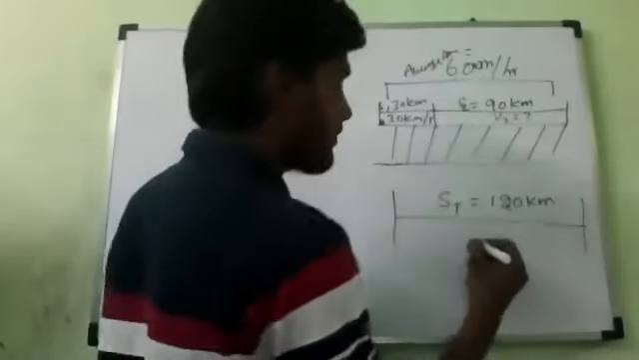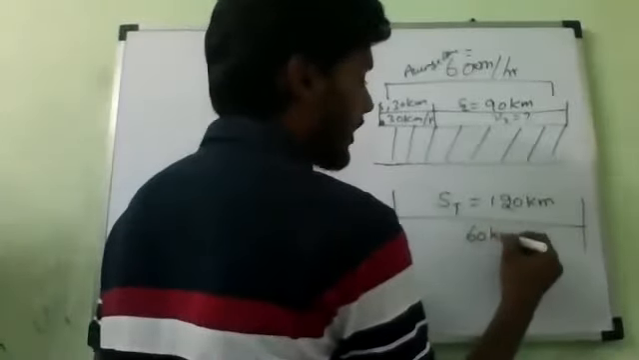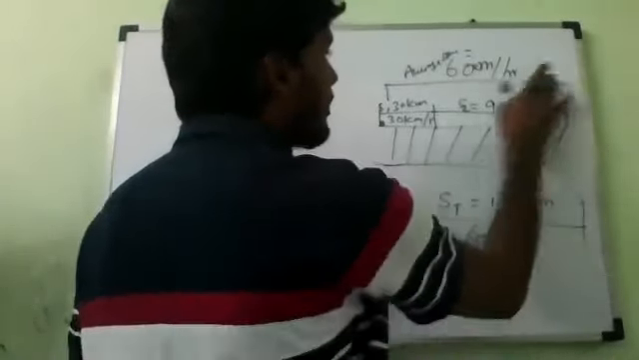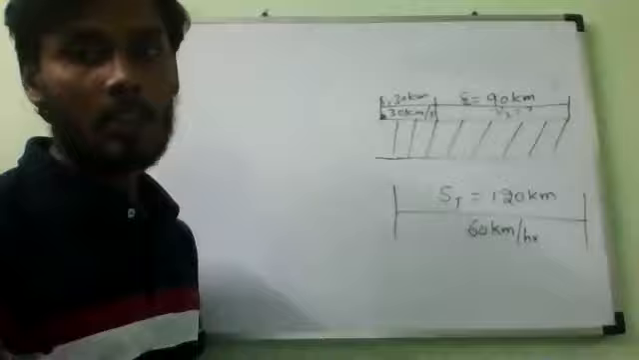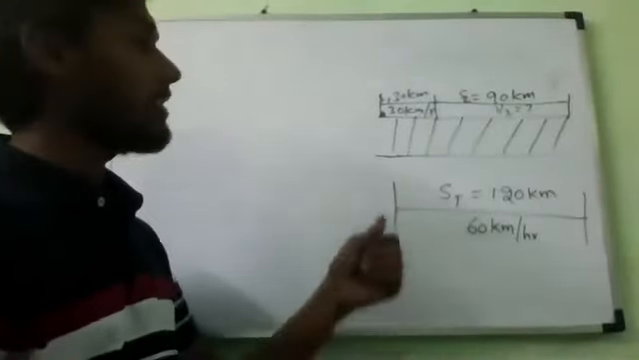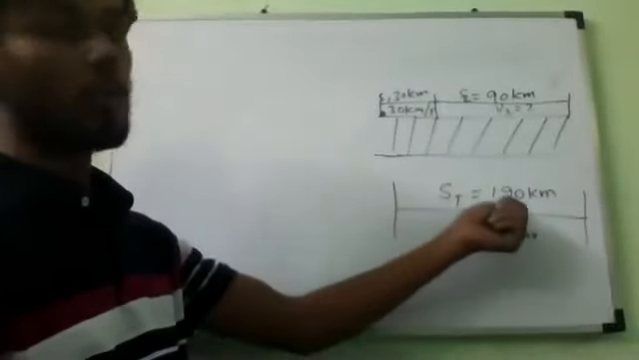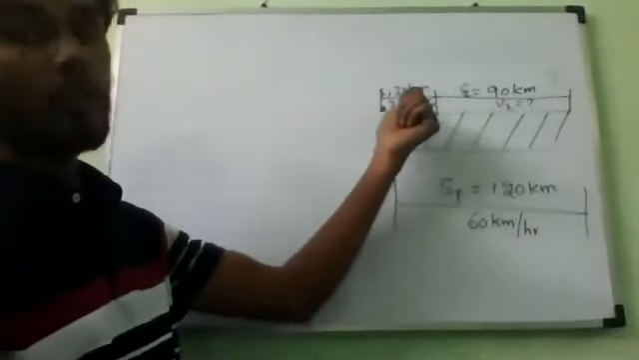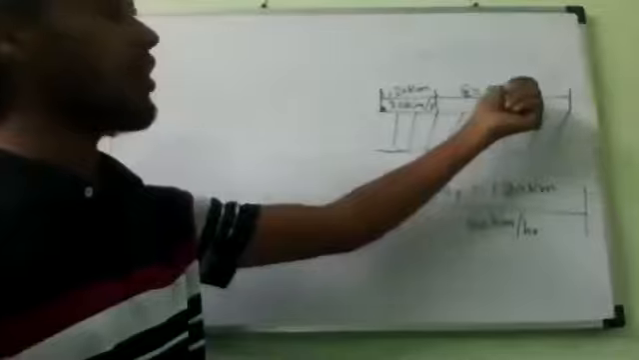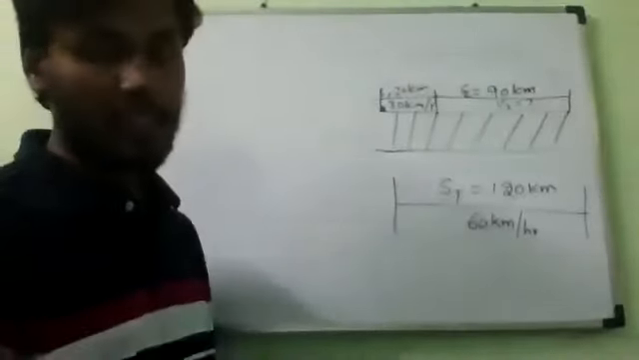What average speed have they given? 60 kilometers per hour. Yes, 60 kilometers per hour is the average speed. The total distance is 120 kilometers, and this one is 30 kilometers at 30 kilometers per hour, but this is 90 kilometers, so we should find that speed. Is it correct or not?